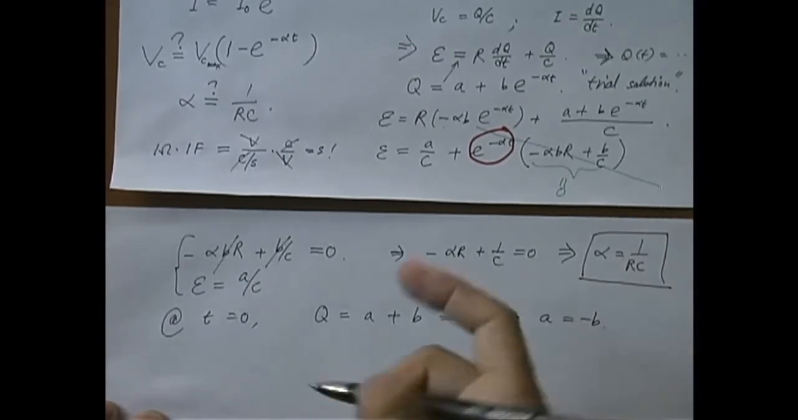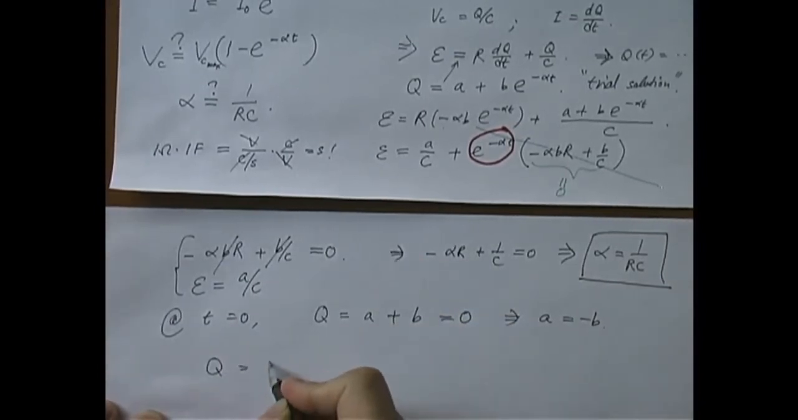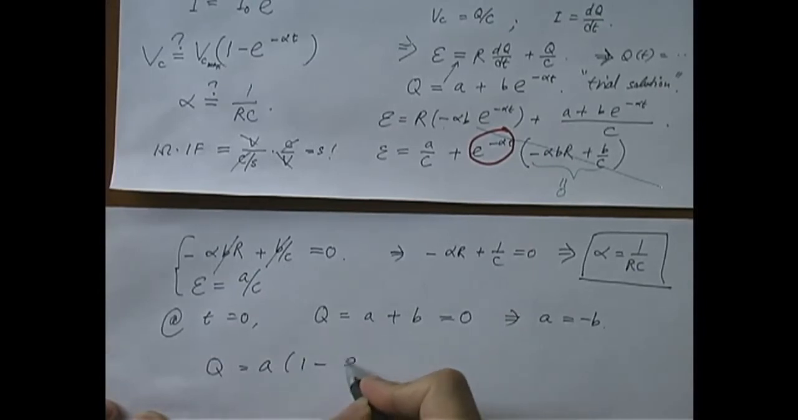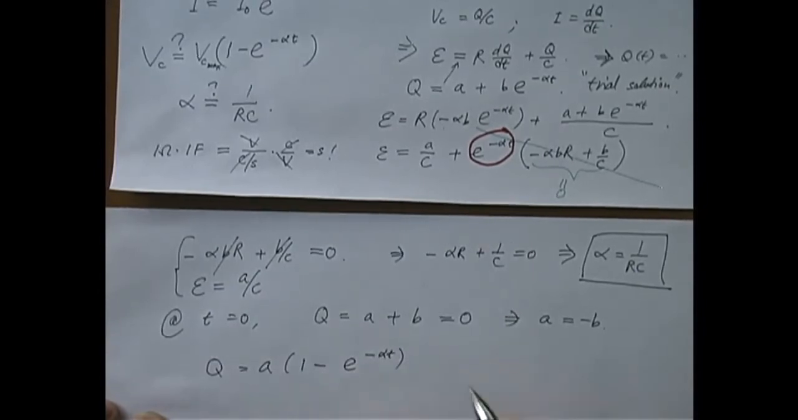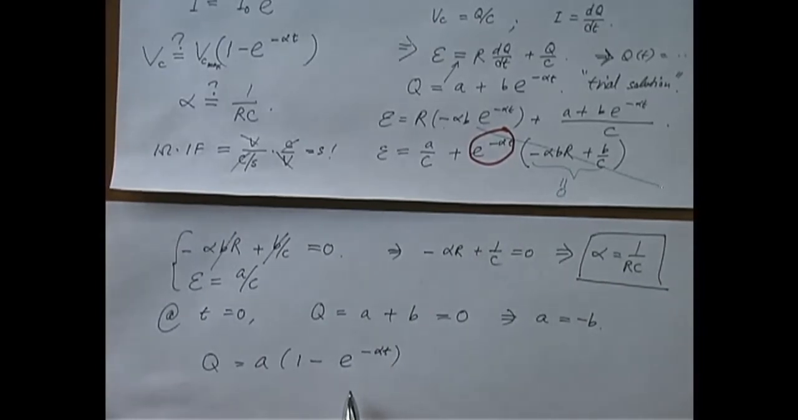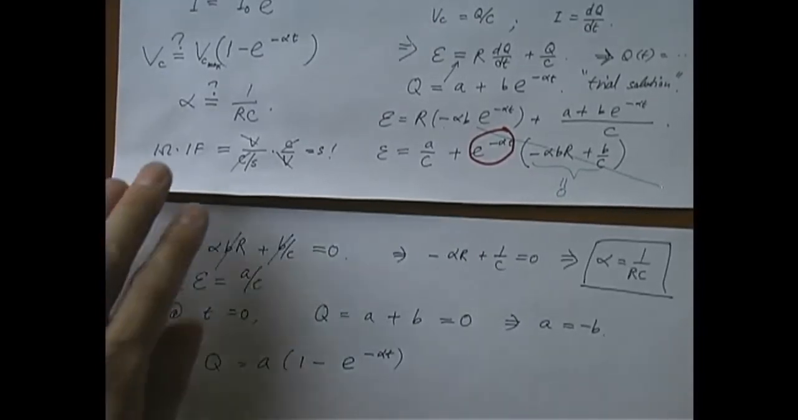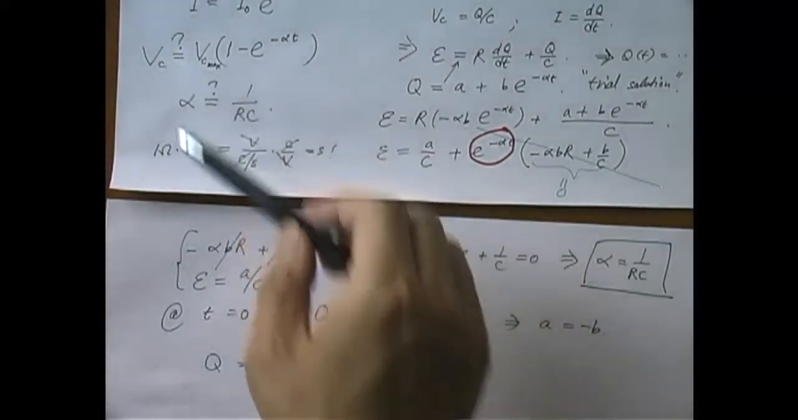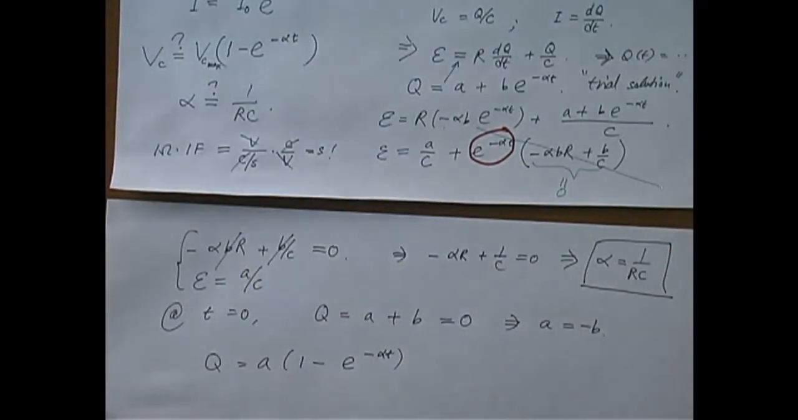And therefore I can write this q as q equals a times 1 minus e to the negative alpha t. Okay, things are looking better now. This is starting to take shape as something that we guessed. This is VC, this is Q, but of course Q and VC only differ by the value of the capacitance. Okay, the only thing I've left to determine is A. How do we determine A?